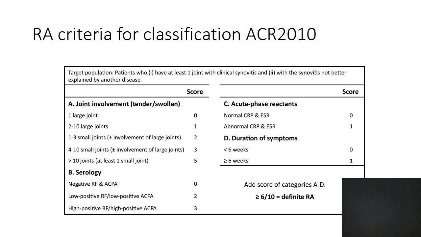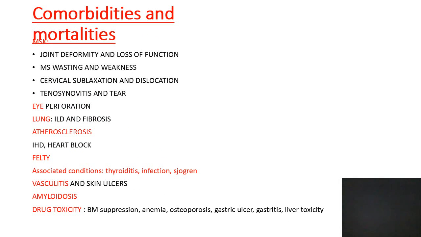Okay, let's see what comorbidities could occur for our RA patients. The musculoskeletal system includes joint deformity and loss of function, muscle weakness and wasting, cervical subluxation and dislocation, and tenosynovitis and tear; the eye perforation; the lung, interstitial lung disease and fibrosis; atherosclerosis, ischemic heart disease, heart block, Felty syndrome, and associated conditions like thyroiditis, infection, and Sjogren. The chronic disease may develop to vasculitis and amyloidosis. Even the patient who gets treatment may develop drug toxicity or comorbidities like bone marrow suppression, anemia, osteoporosis, gastric ulcer, gastritis, and liver toxicity.